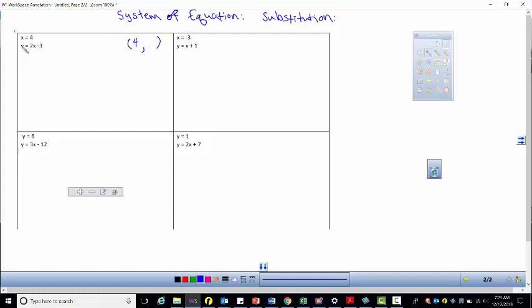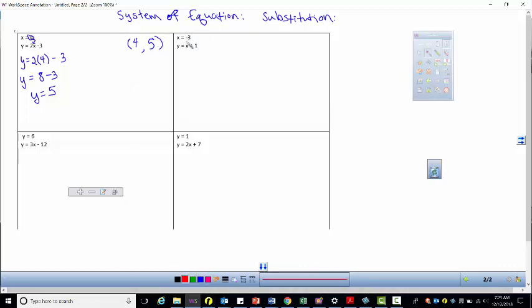So what I'm going to do is replace the 4 from the first equation down here into the x. So I'm going to have y equals 2 times 4 minus 3. So I get y equals 8 minus 3. So y is 5. So I got my solution. Instead of graphing, I used algebra. So my x is 4 and my y is 5.